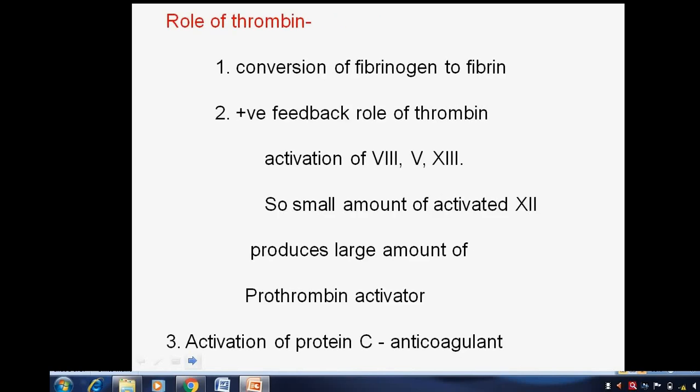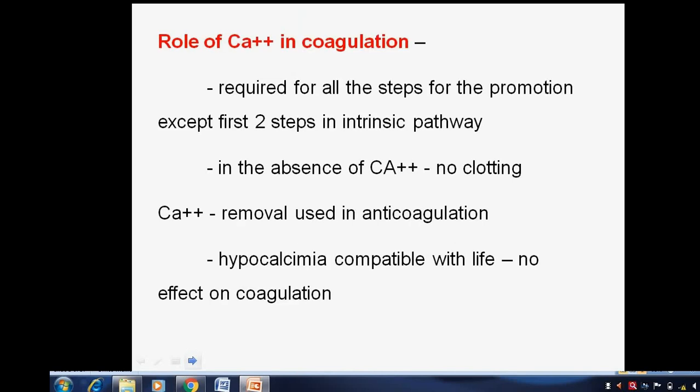What is the role of thrombin? First, it helps in conversion of fibrinogen to fibrin. Second, the positive feedback role of thrombin, which is important. And third, activation of protein C anticoagulant. These are the roles of thrombin. When you see the role of calcium in coagulation, calcium is required for promotion of all steps except the first two steps in the intrinsic pathway.